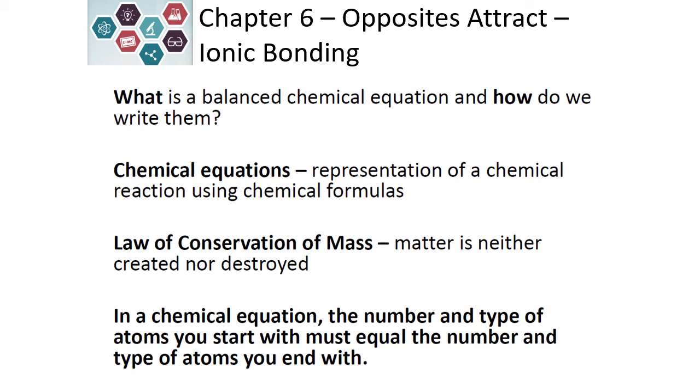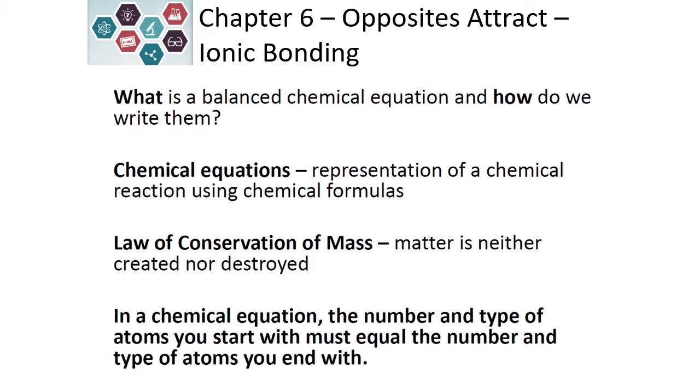In chemistry, we represent chemical reactions by writing out the chemical formulas. And this is a shorthand, kind of like when you're writing sentences in English. So we have the words, which are our compounds, and we have our sentences, which are our chemical equations.